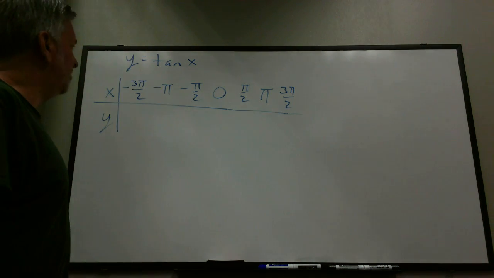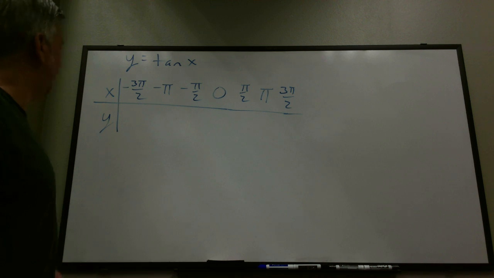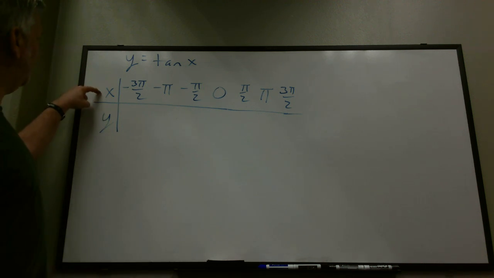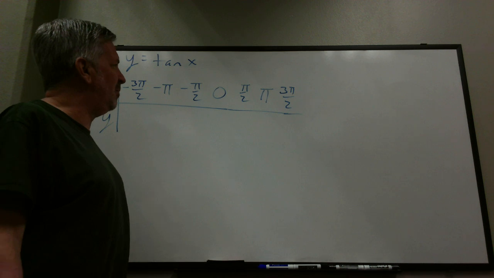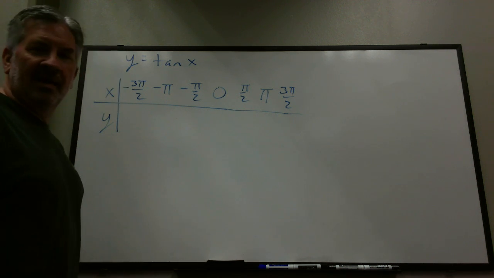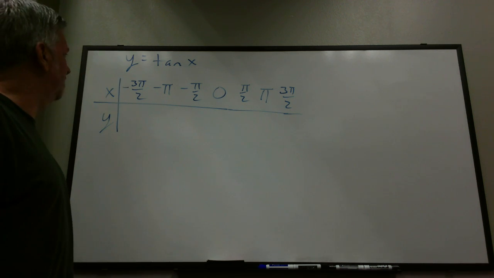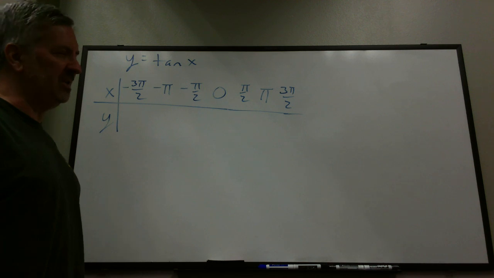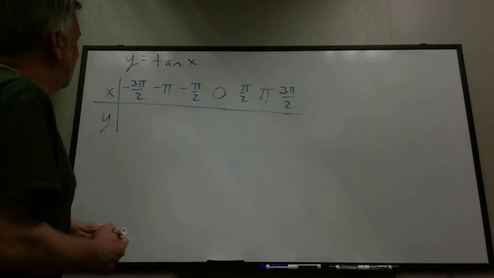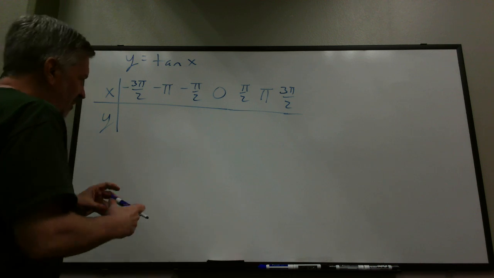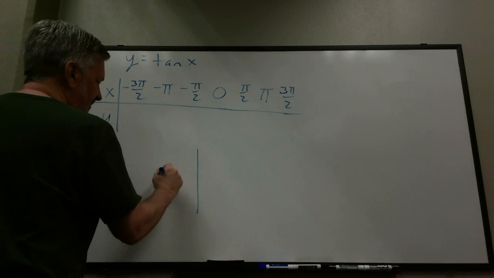So I've started making a table just like we did for sine and cosine. I've chosen x from minus 3 pi over 2 to 3 pi over 2 by pi over 2s. And again, I chose the quadrantal angles just because they're easy to do. We're going to see that we run into a problem here, so we're going to have to add to it. But okay, let me draw my unit circle picture.